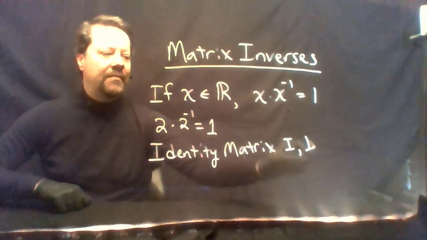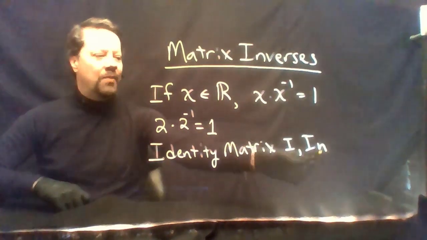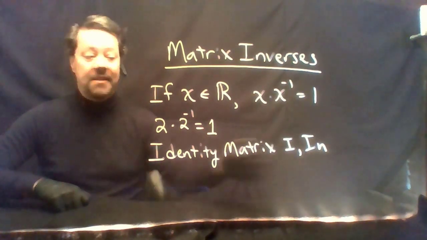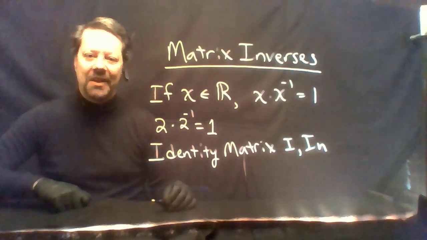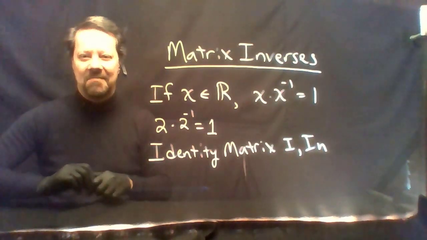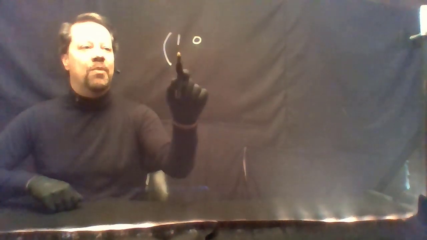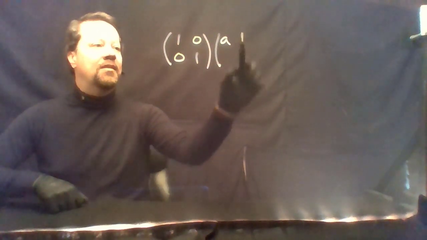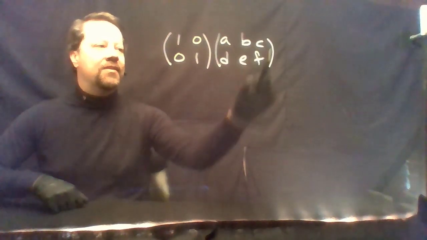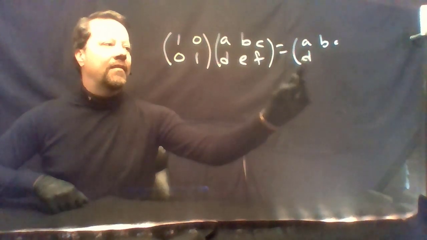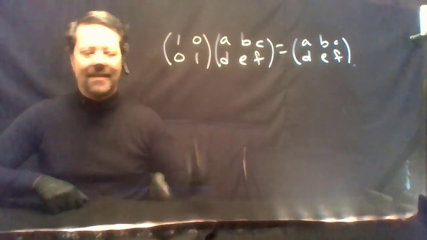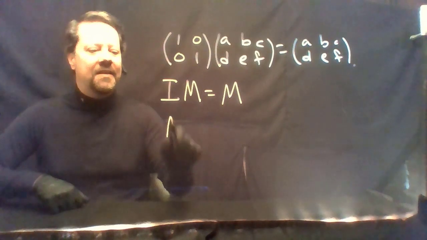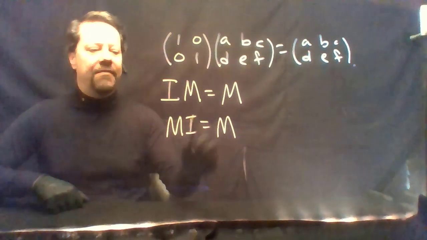Either I or I_n. We use a subscript if we're indicating that it's the n by n identity matrix, and if the size of the matrix is obvious, then we don't necessarily need to specify the size. As we've seen, if we multiply an identity matrix, which has 1s on the diagonal and 0s everywhere else, by another matrix, we get the other matrix. So I times some matrix is the other matrix. Same goes on the other side, if it has the appropriate order.